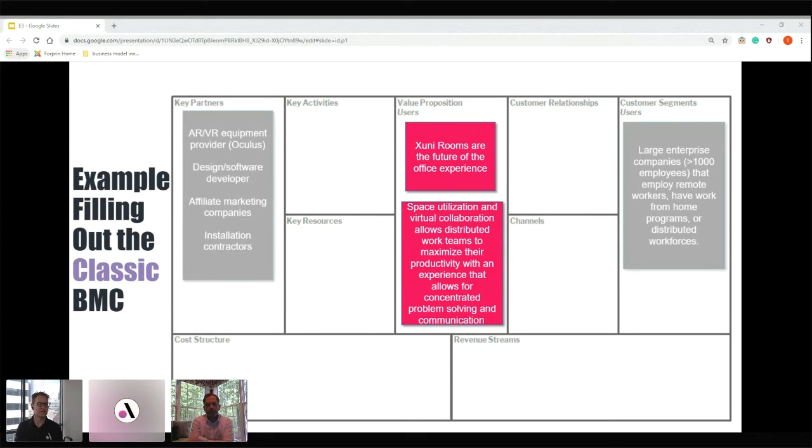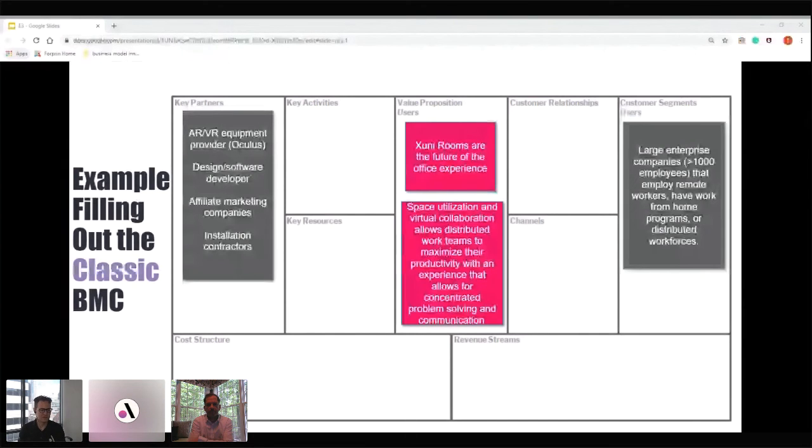The key partners for this: it was a furniture company, so we needed to partner with someone who was expert in VR equipment. That happened to be Oculus, a division of Facebook. Other key partners were software developers. And the real one we had to build was a network of contractors to install these rooms in corporate offices. The segments we were going after were large enterprise companies, over 1,000 employees, that employed remote workers and had work-from-home programs or distributed workforces. The main target client was a large consultancy group that had 50 different offices around the world. So they were going to be the test market for that.